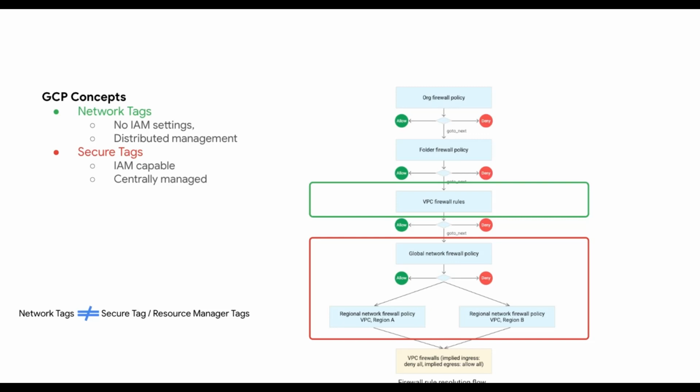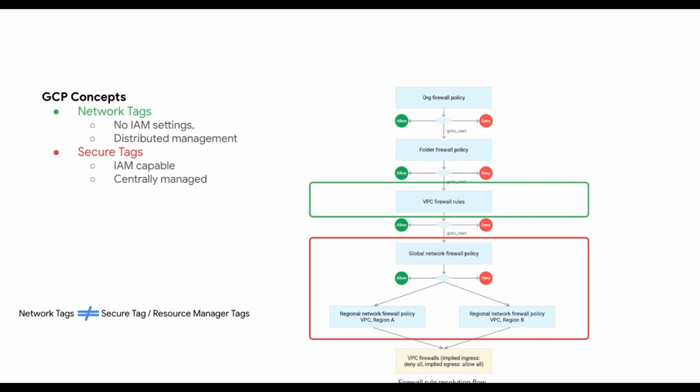Network tags is the concept that can be used within VPC firewall rules. And VPC firewall rules is the place where you would configure firewall rules, and a very common place where you would do it. You can also do it on two different levels: org firewall policy and folder firewall policy, but VPC firewall rules are so far the most popular and the most common way to do it. Apart from that, what's been recently announced and implemented is two new levels: global network firewall policy and regional network firewall policy. And those two additional levels actually allow us to assign secure tags.